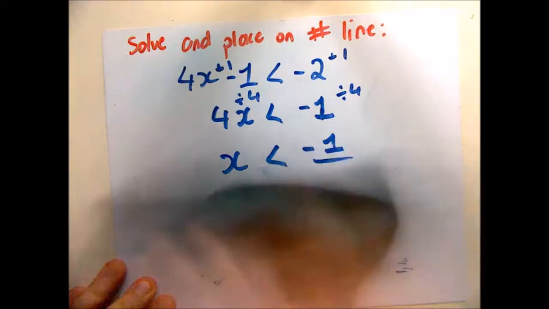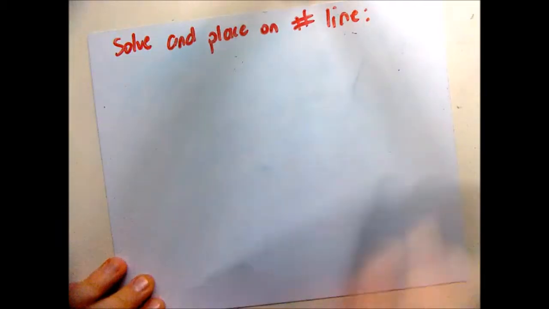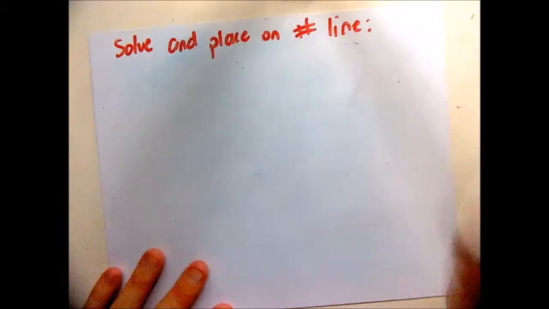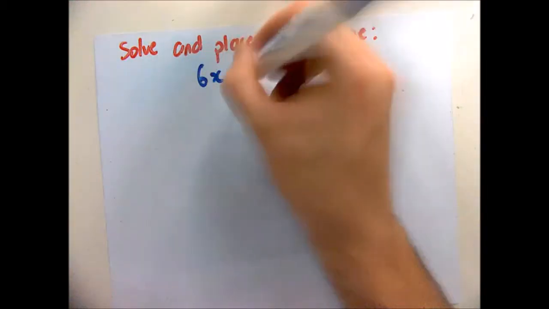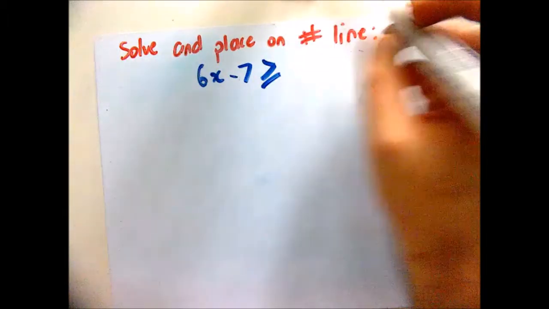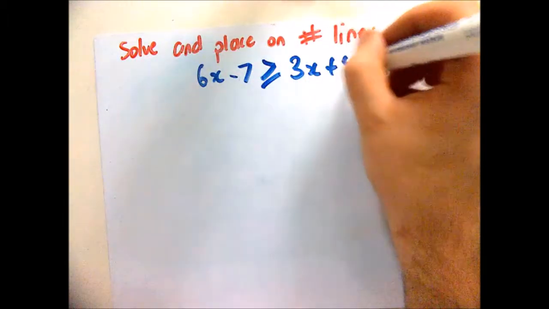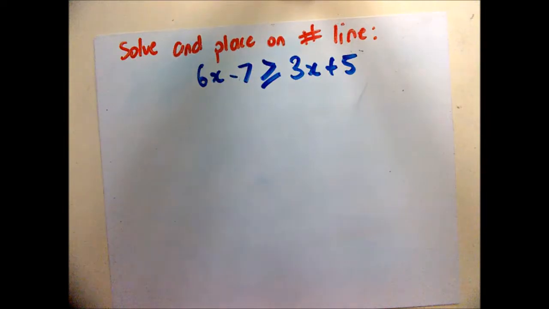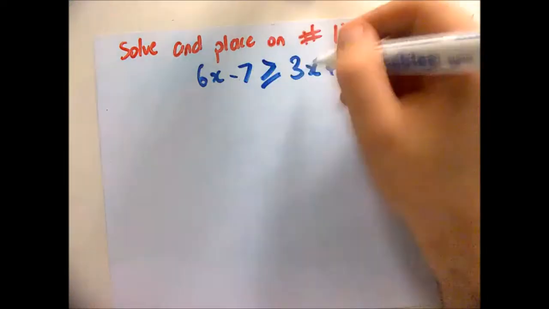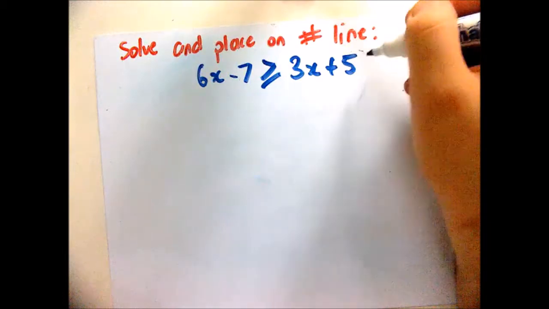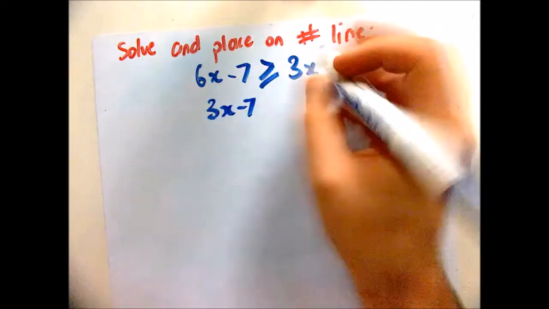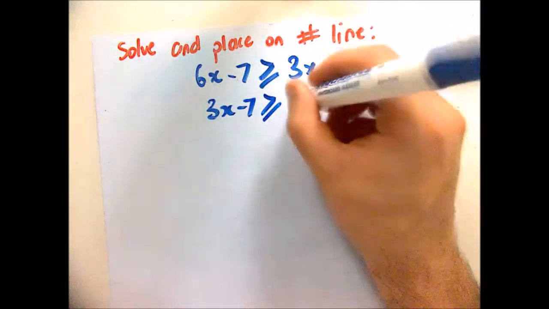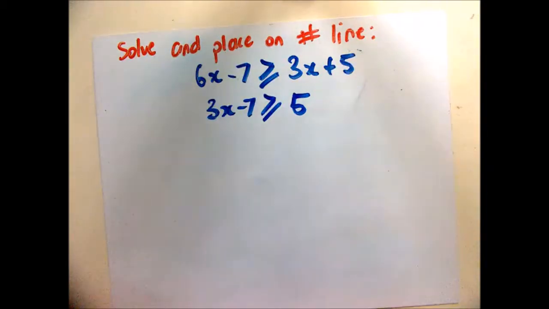So let's do another little example just using the multiplying by negatives, just so we make sure we know what to do there. But if I had something like, I don't know, 6x minus 7 is greater than or equal to 3x plus 5, it's a little bit trickier. So I want to get rid of this 3x over here starting out. So I'm going to minus 3x from this side and minus 3x from this side. So that one becomes 3x minus 7 is greater than or equal to, I've just got 5 left over there.